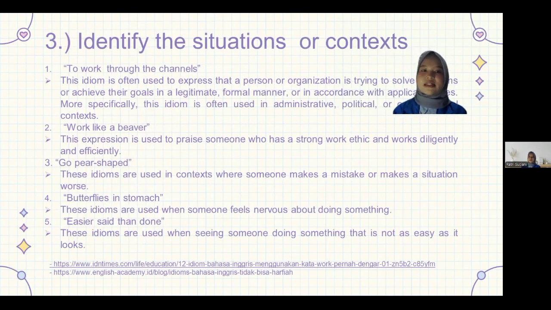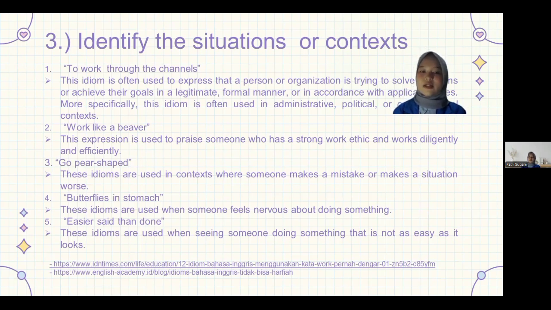Number 3 is identify the situation or context. Number 1 is to work through the channel. This idiom is often used to express that a person or organization is trying to solve problems or achieve their goals in a legitimate, formal manner or in accordance with applicable rules. More specifically, this idiom is often used in administrative, political, or organizational contexts.